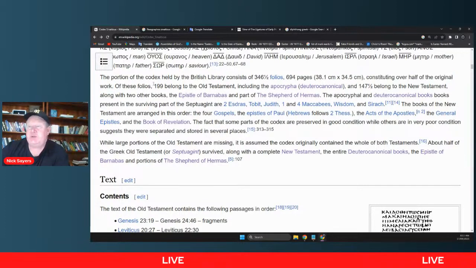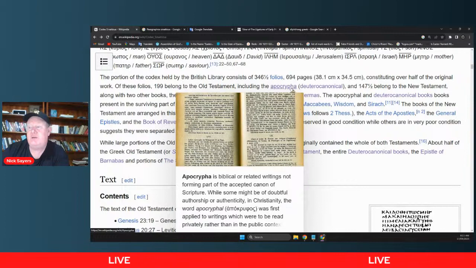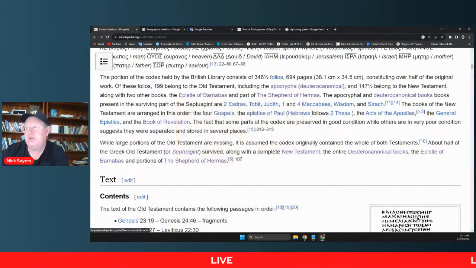So of these folios, 199 belong to the Old Testament, including the Apocrypha. So the Apocrypha, the biblical or related writings not forming part of the accepted canon of Scripture. Basically the word Apocrypha for us people in English means of doubtful authenticity. Now, people go, oh, the King James had the Apocrypha in it. It's like, yeah. Well, it means of doubtful authenticity.